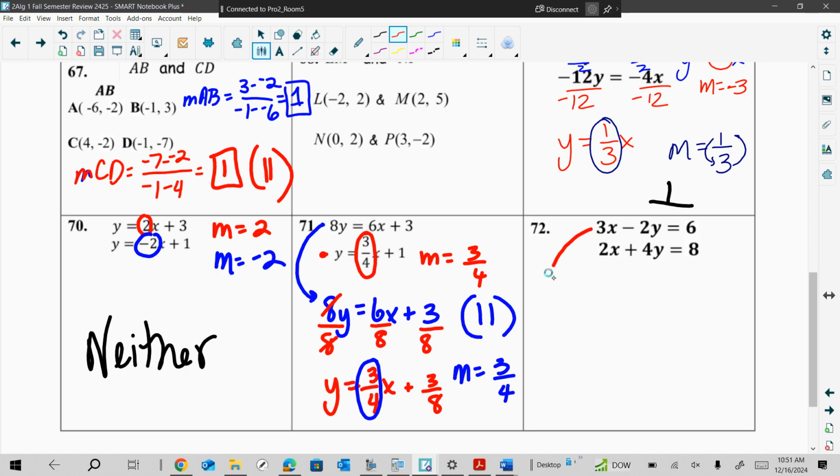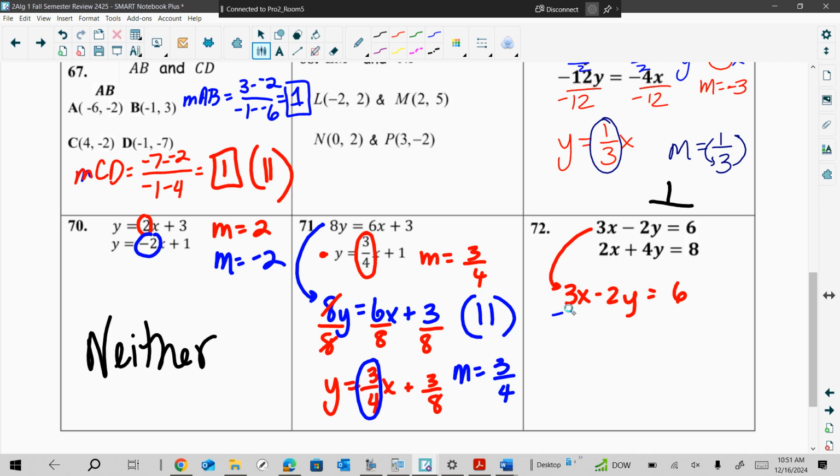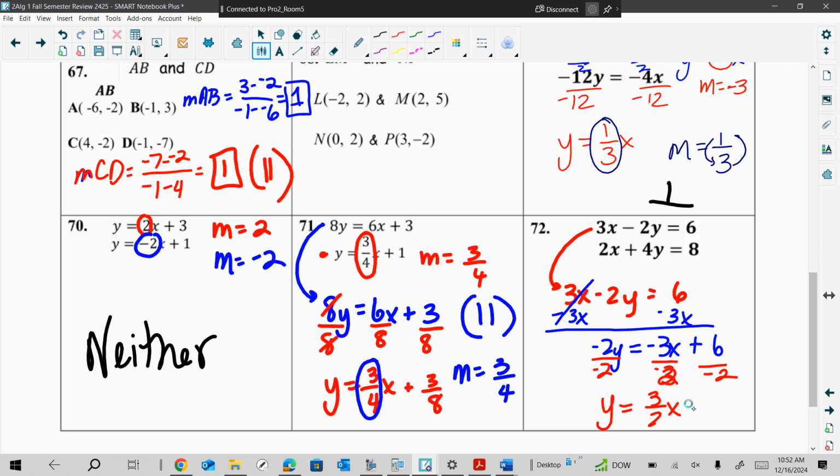So on 72 here, the first equation, the 3x minus 2y equals 6. It is not solved for y. To do that, you're gonna need to minus the 3x first. Watch your sign. This is a negative 2y equals negative 3x plus 6. Then divide everything by negative 2. So y equals 3 over 2x minus 3. Okay, now I can see the slope. It is 3 over 2. I'm just going to circle that number.